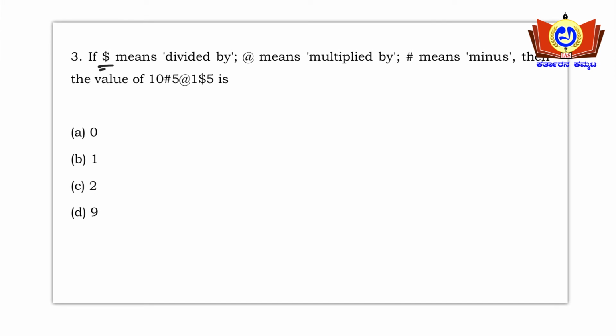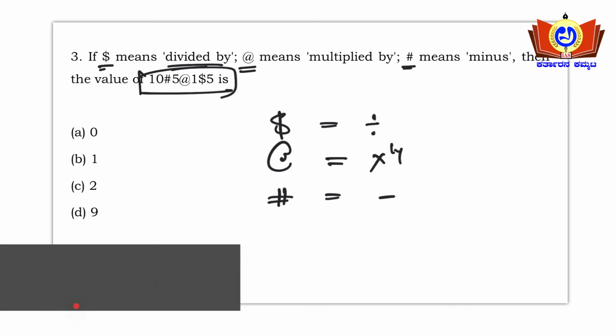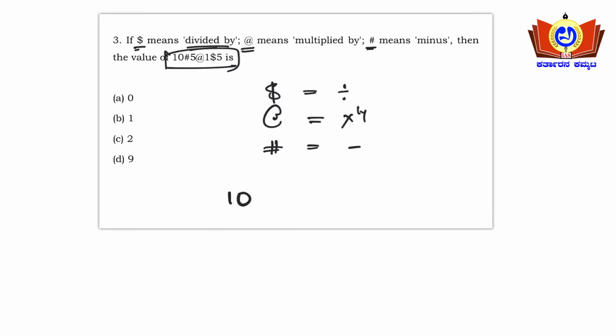If the dollar symbol means divided by, the at symbol means multiplication, and the ash symbol means minus, or subtraction, then we need to find the value of this: 10 ash 5, 8 at 1, dollar 5.